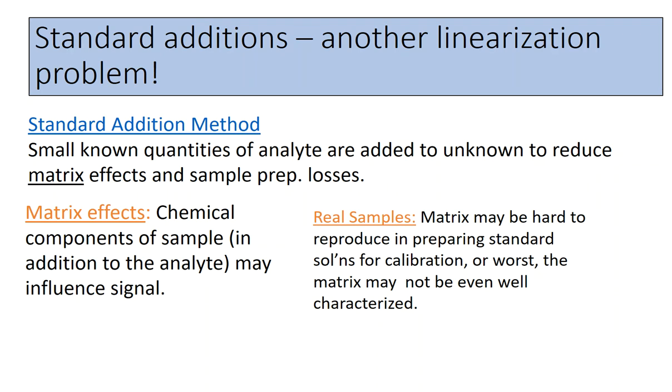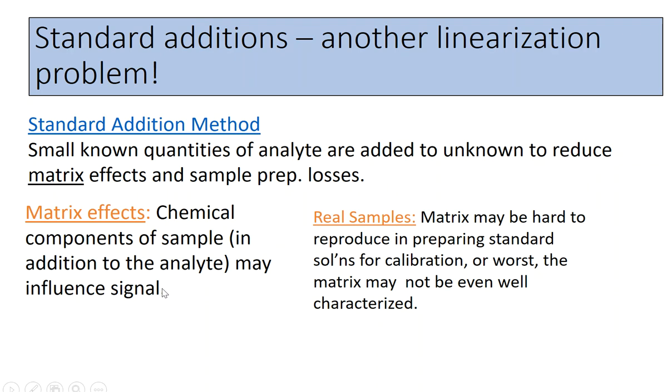We might not even know exactly what's in this matrix, but there's an analyte within it that we're looking for, and we're hoping that the matrix doesn't produce a signal or doesn't suppress a signal, but we may not know this. So we're going to use something called standard addition to cope with a dirty matrix or a messy matrix. So here's some vocabulary. Matrix effects are chemical components in the sample that may influence the signal.